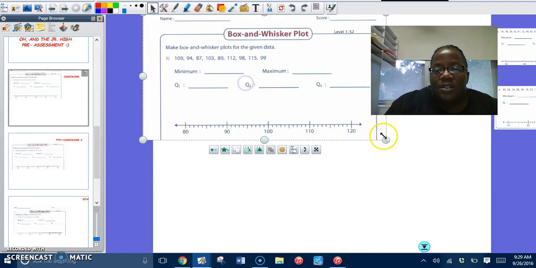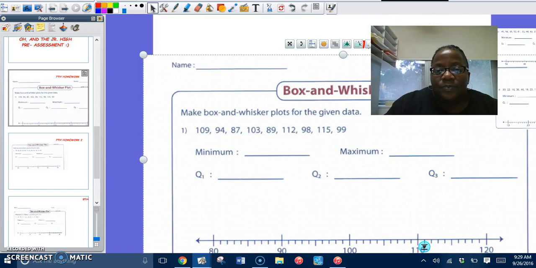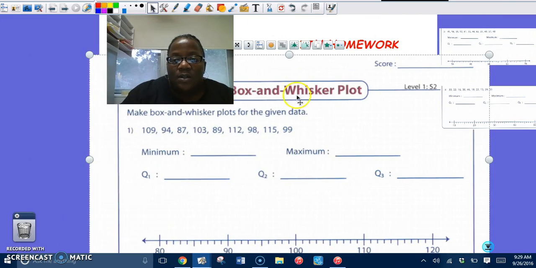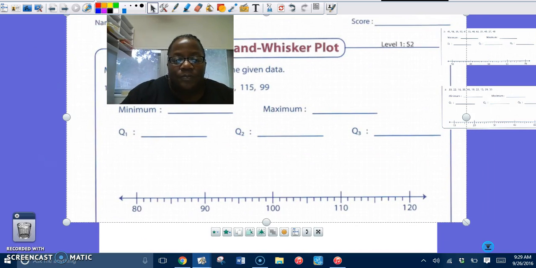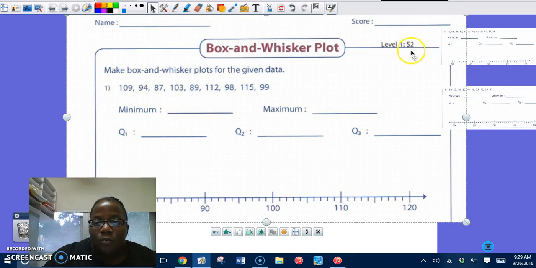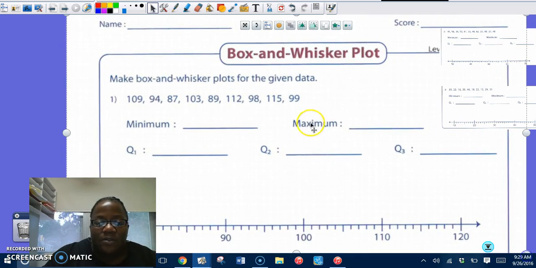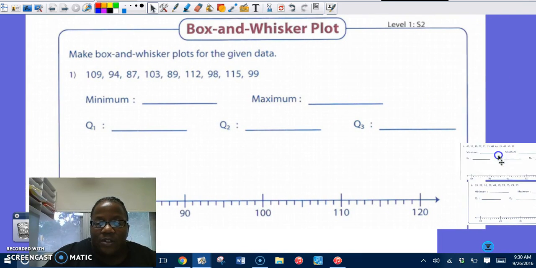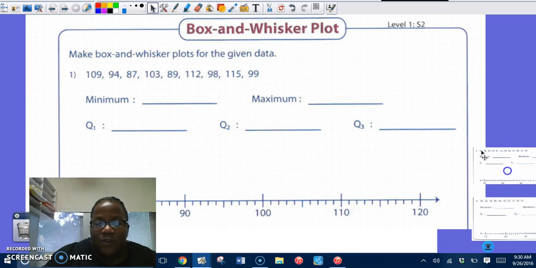So you should be on a sheet that looks like this for our first one here. There we go. Level 1, worksheet 2. And then on the back it should say worksheet 3, level 1, sheet 3. Okay? But here's where we are for the first page of your homework.